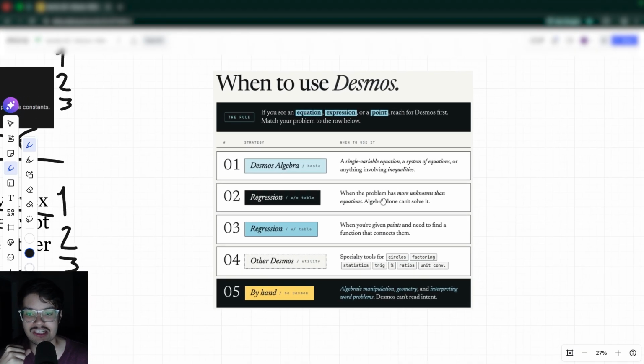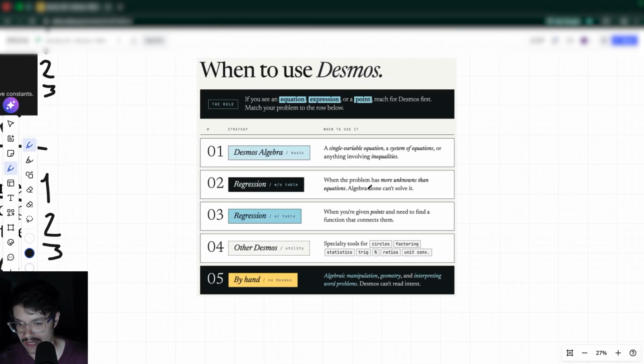So I might as well fulfill that desire and give you one. I have this list that is actually in Mission 400 Plus, but I'll just give it to you for free. It shows the 5 different categories of things where you should use Desmos or not use Desmos.